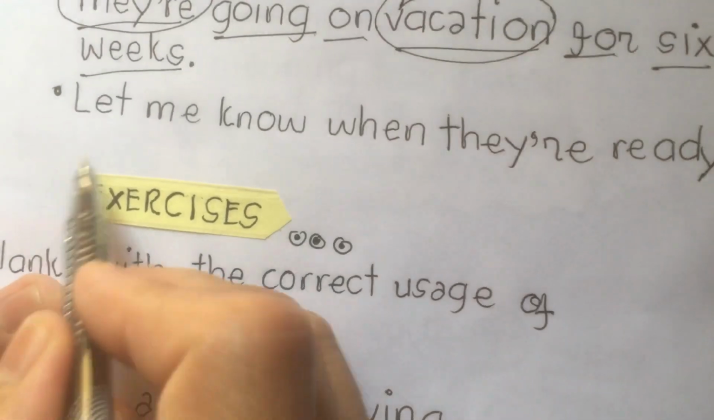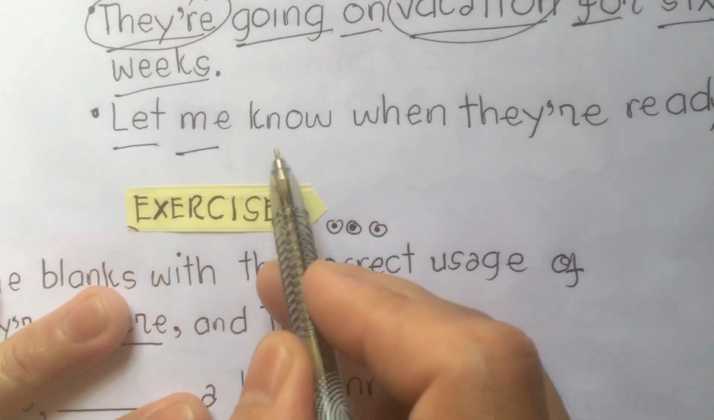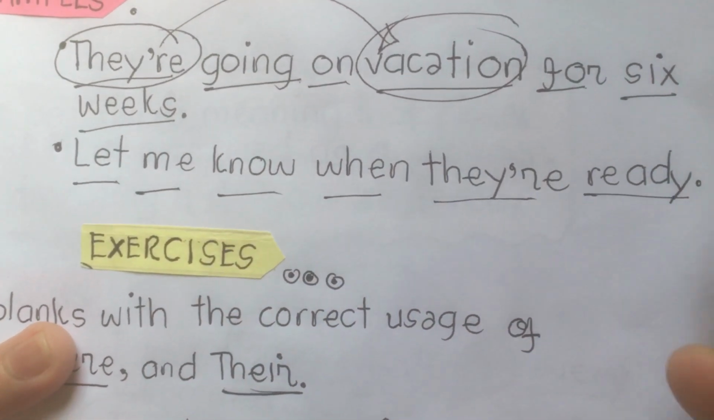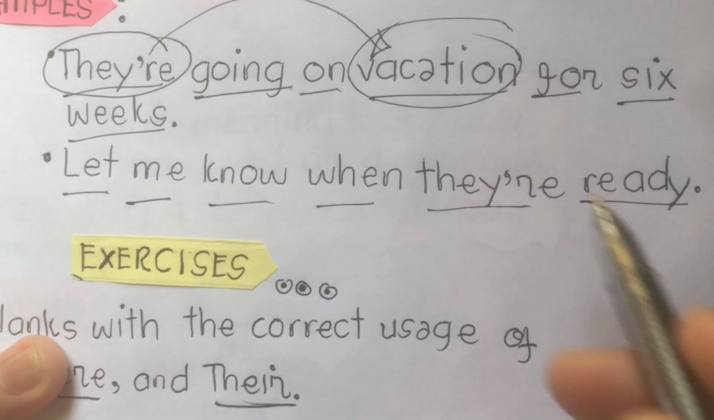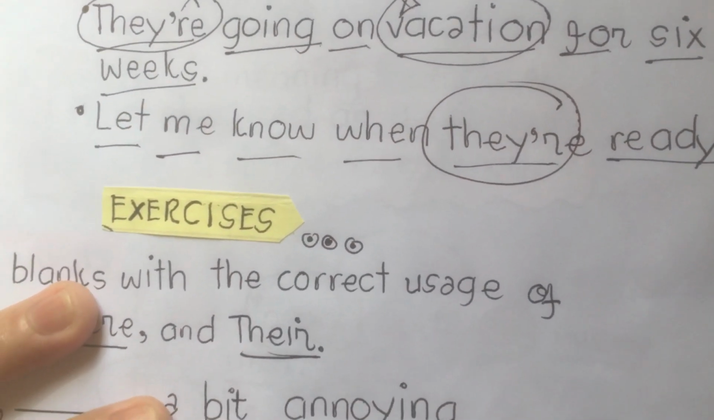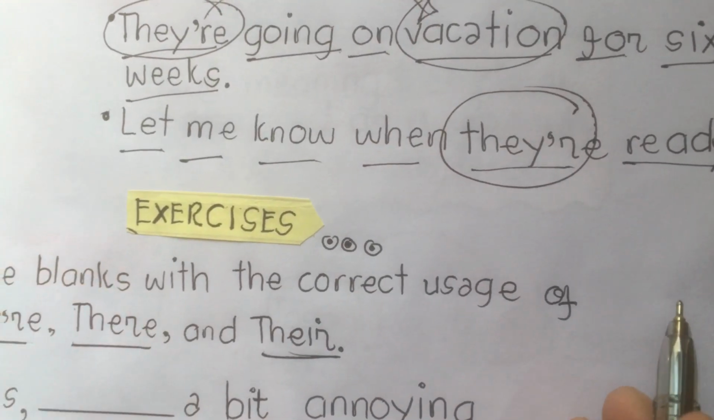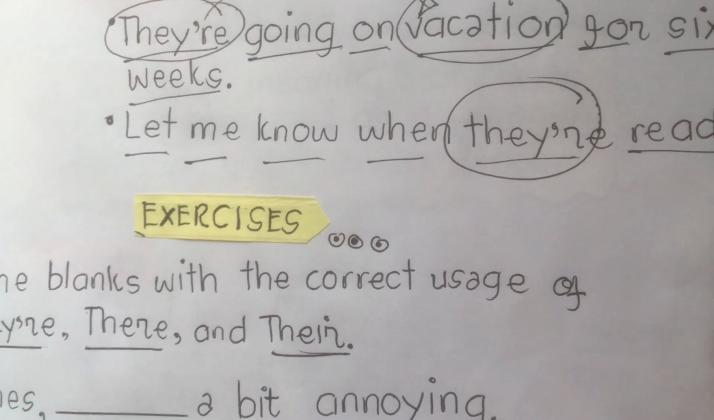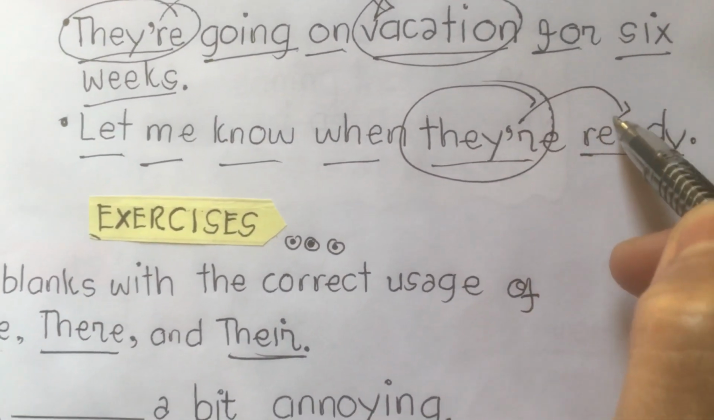Next, let me know when they are or they're ready. Okay, so we are going to circle the contraction form of they are. So we're going to let them know if you are ready, of course. Okay, when they are ready.